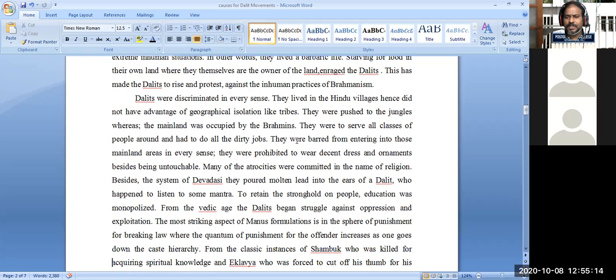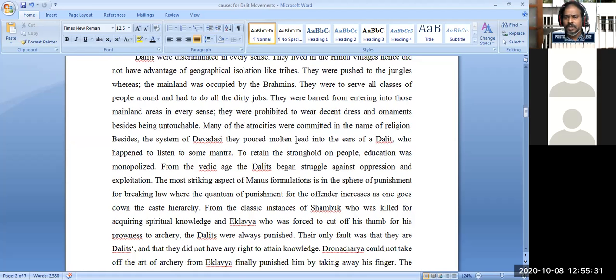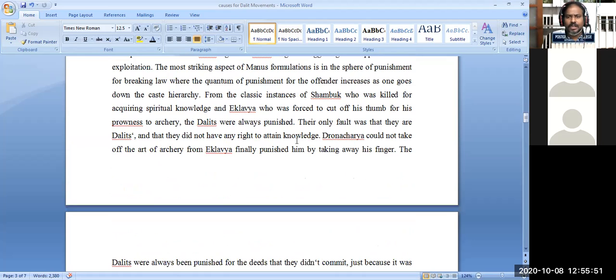The most striking aspect of Manu's formula is the sphere of punishment for breaking the law, where the quantum of punishment for the offender increases as one goes down the caste hierarchy. From the classic instances of Sambhu, who was killed for acquiring spiritual knowledge, and Ekalavya, who was forced to cut off his thumb for his prowess in archery, the Dalits were always punished. Their only fault was that they were Dalits and did not have any right to attain knowledge. Dronacharya could not take away the art of archery from Ekalavya, so he finally punished him by taking away his finger.